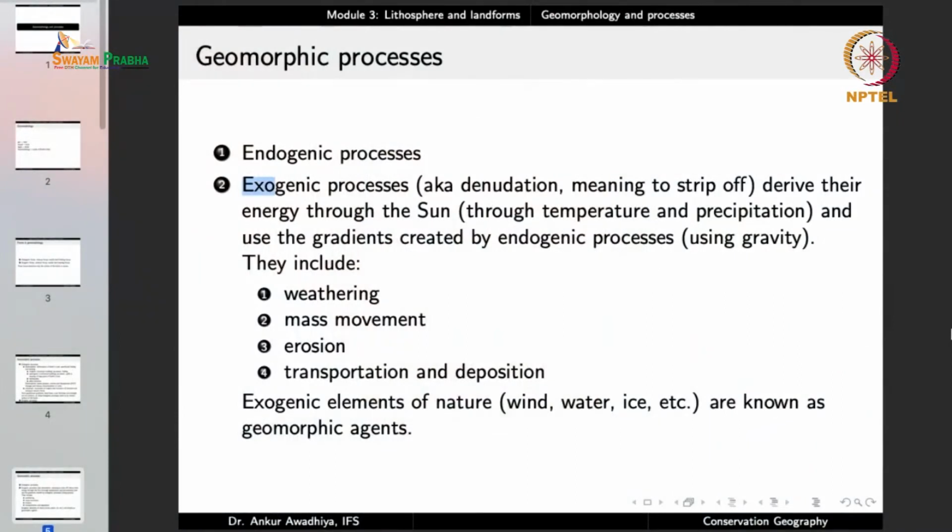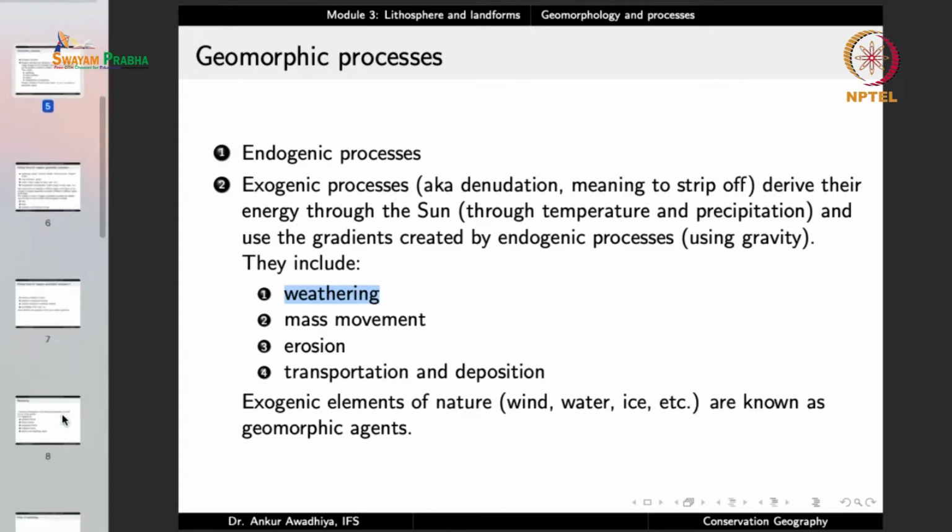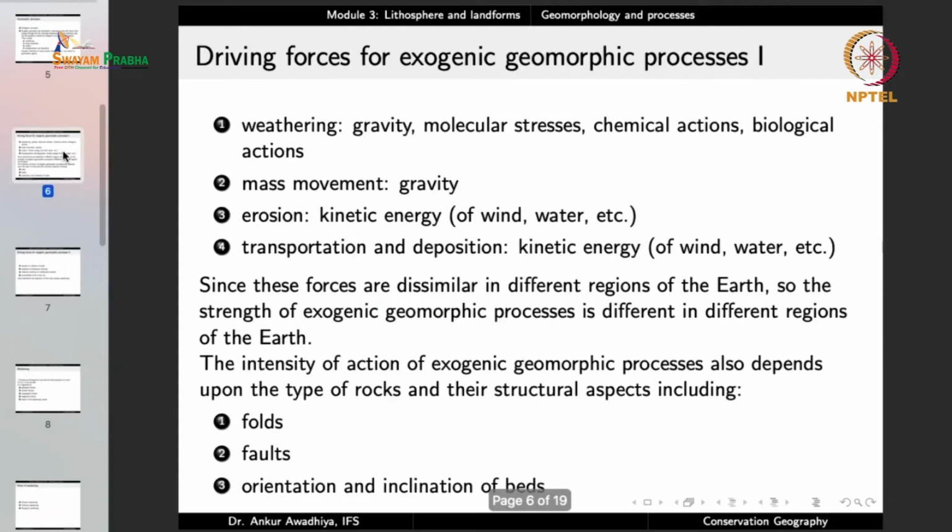They lead to denudation, which is stripping off. They derive their energy from the sun, use the gradients created by endogenic processes and gravity. And they include things like weathering, mass movement, erosion, transportation, and deposition. So we'll also look at all of these. Now, when we talk about the exogenic geomorphic processes, what are the forces that drive them?